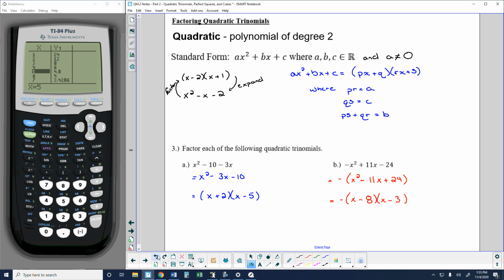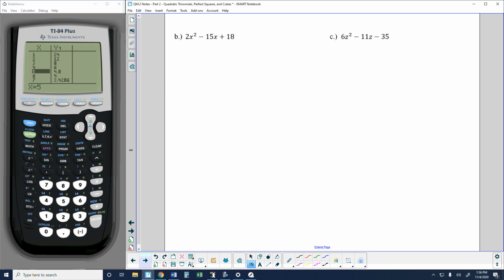So my two factors here would be a negative out in front, and then x minus 8 times x minus 3. So the process is to take a look at the factors of the leading coefficient, the factors of the constant, and then arrange those in a process that's going to get you that middle term. Let's go ahead and take a look at another example.